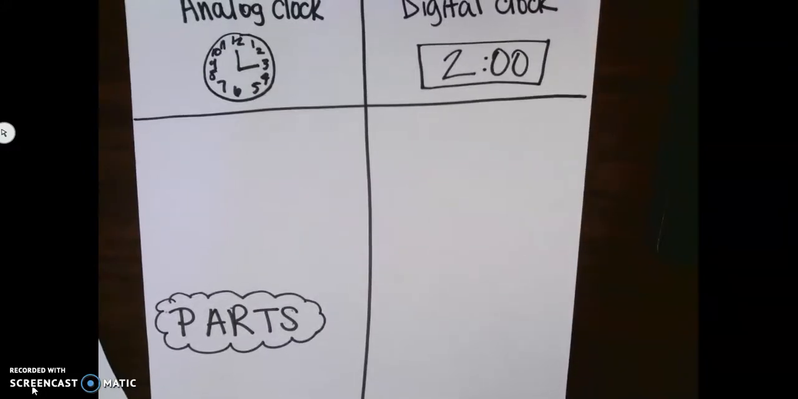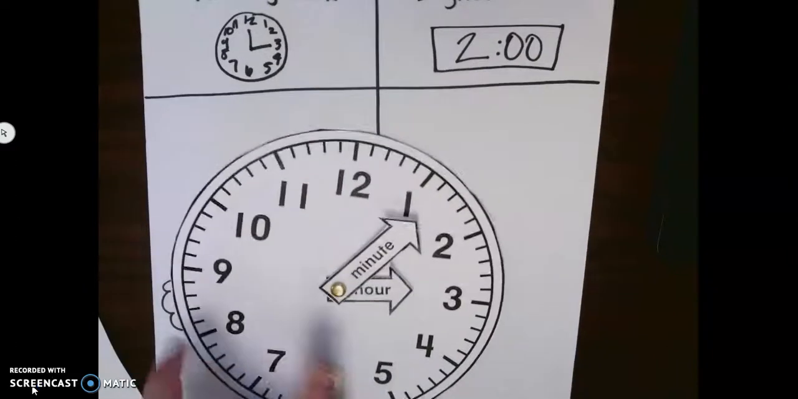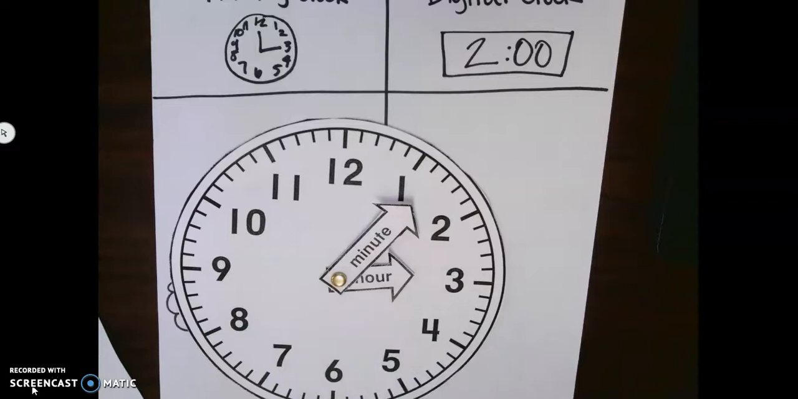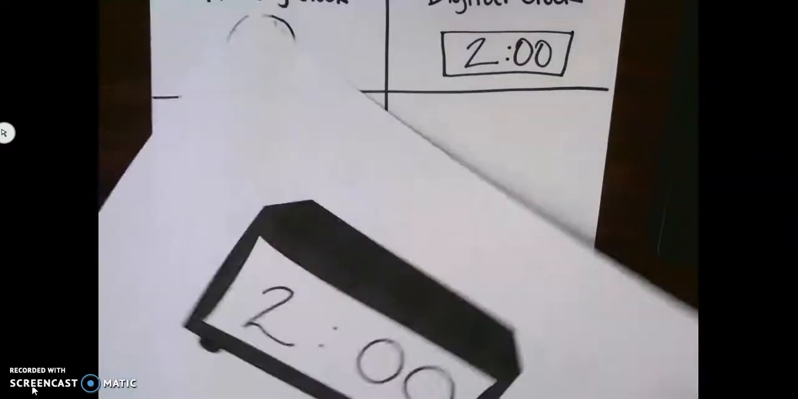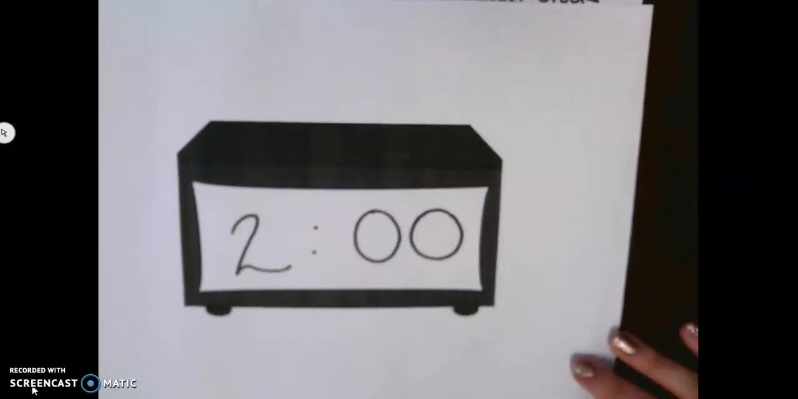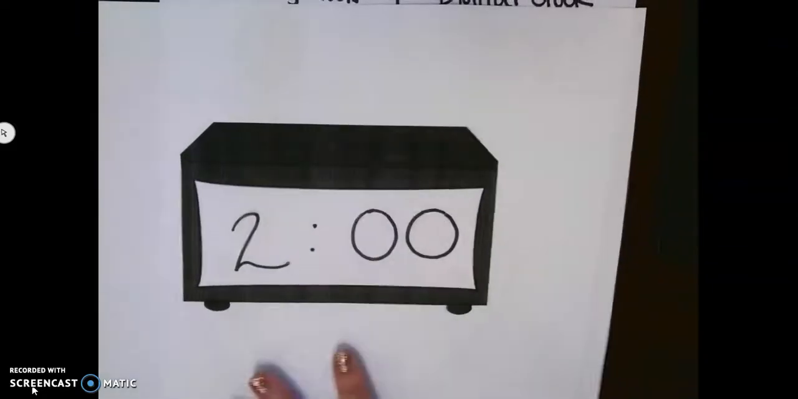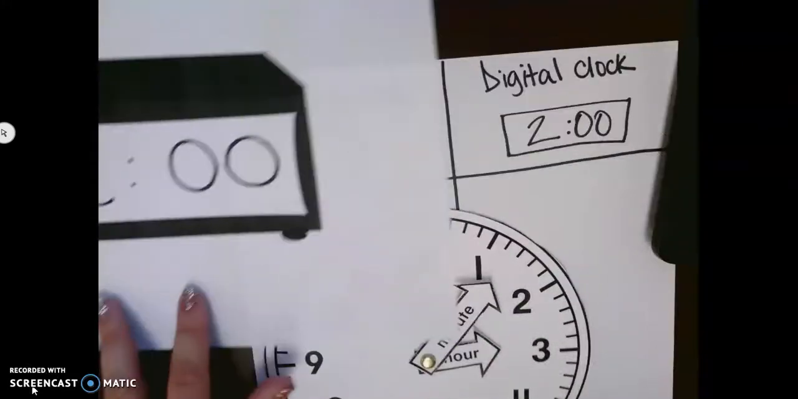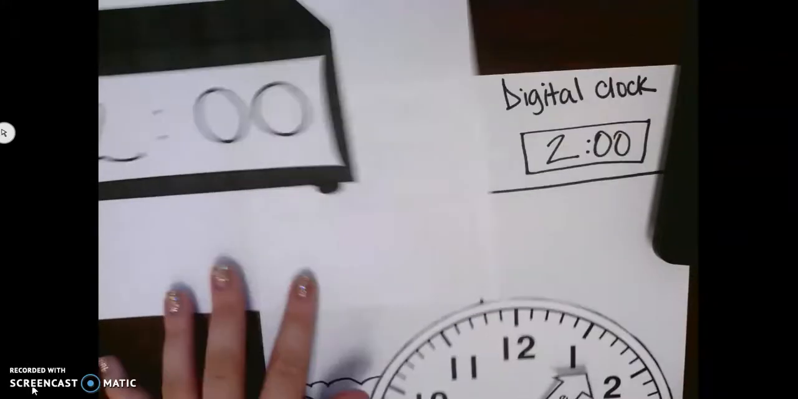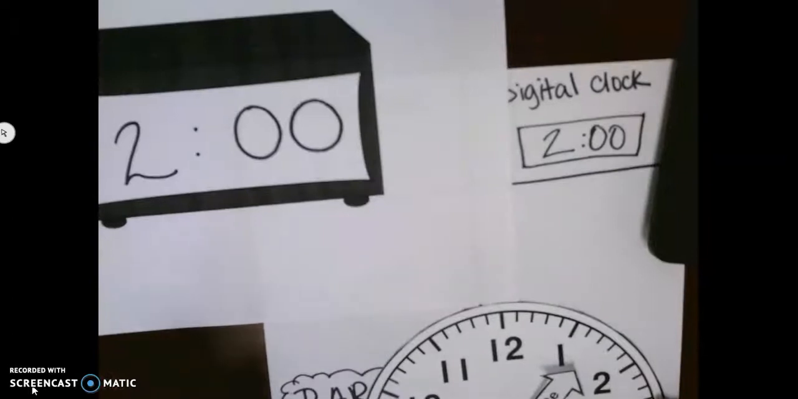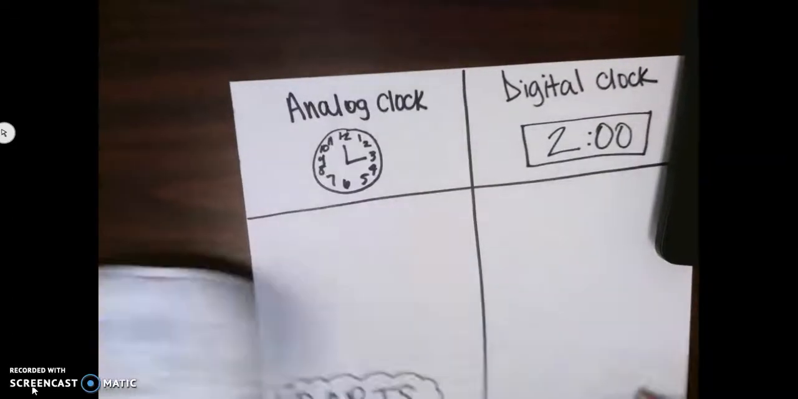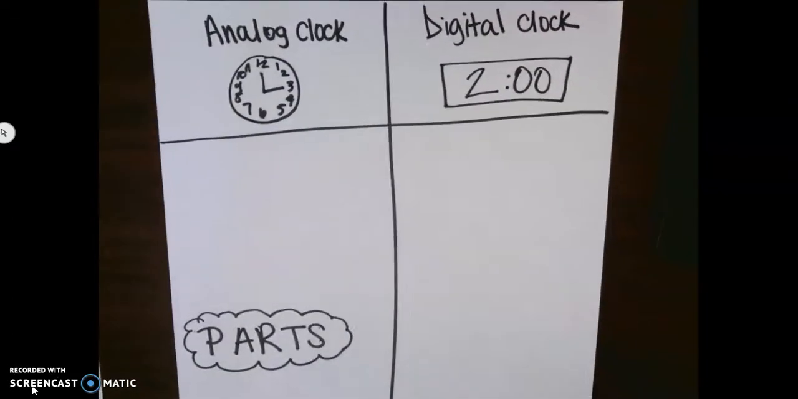So the first question is, what do you notice about the analog clock? And the second one is, what do you notice about the digital clock? What is the same about these clocks? And lastly, what is the difference between these clocks? So I'm going to give you a few minutes, and then after those few minutes, we're going to go over them together.